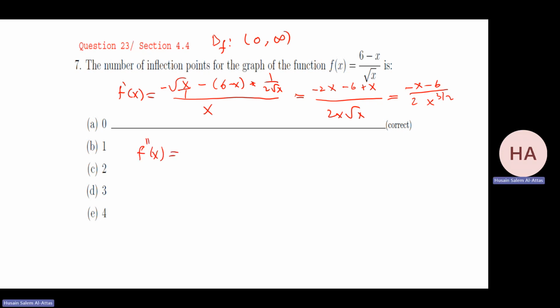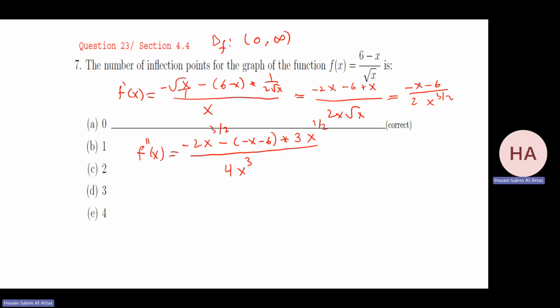will be what? The numerator, minus 2x to the power 3 over 2, minus (x minus 6) times the derivative of this, which is 3x to the power 5 over 2, 3x to the power half, over 4x cubed.